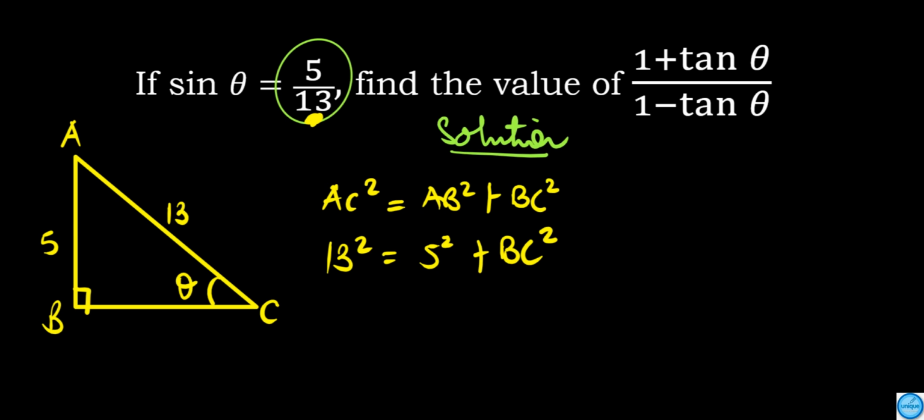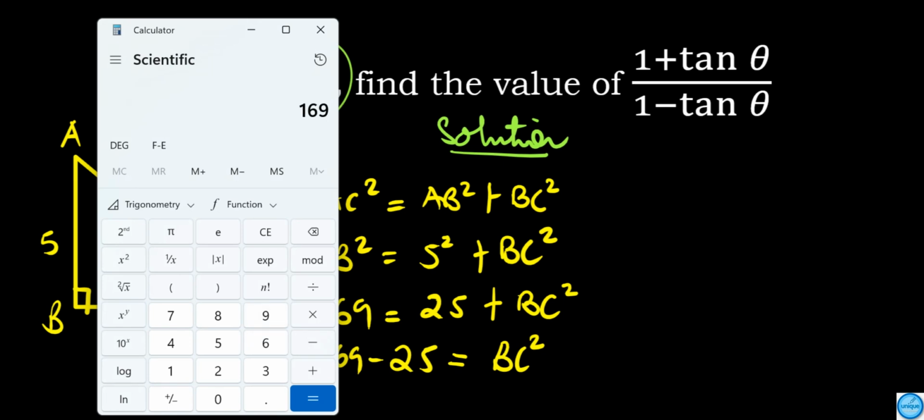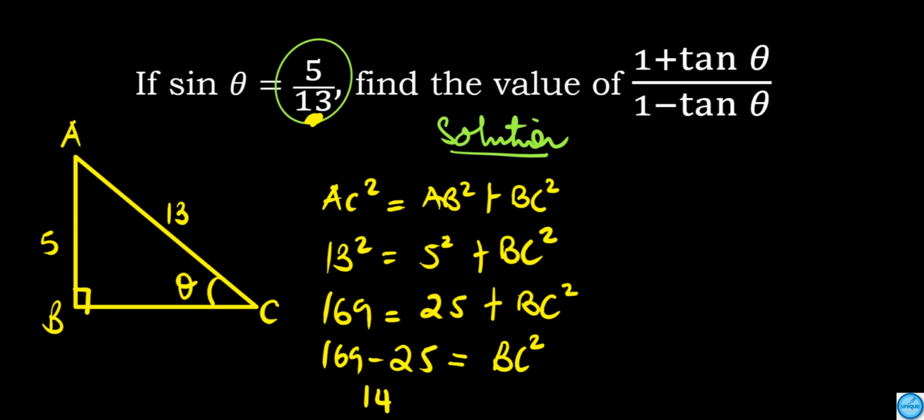The next, 13 square, that's 169, is equal to 5 square, that's 25, then plus BC square. And then next, like terms together. So it will be 169 minus 25 is equal to BC square. So the difference between the two, 169 minus 25, should be 144. We're going to put it here: 144 is equal to BC square.